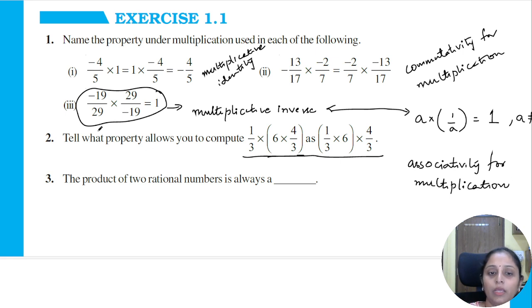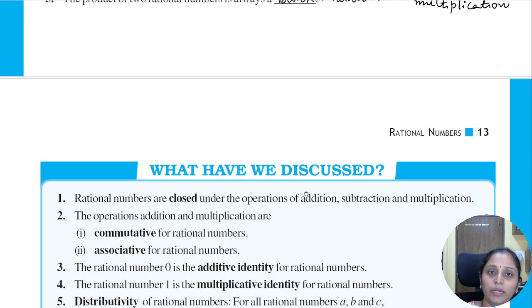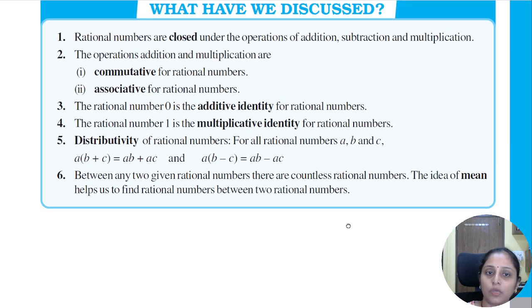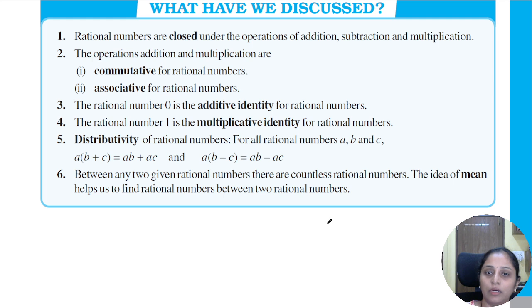Okay. Next question. The product of two rational numbers is always a dash. Now you know that rational numbers are closed under multiplication, right? So it is always a rational number again. The product of two rational numbers is always a rational number. So with this we complete the exercise that's been given to us, and they have given us a quick recap of what we have learned.